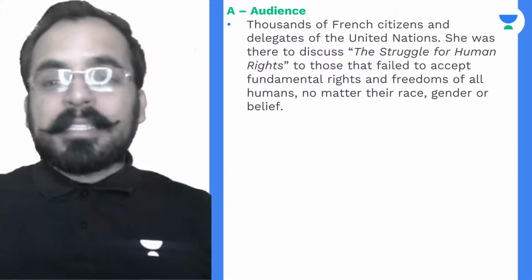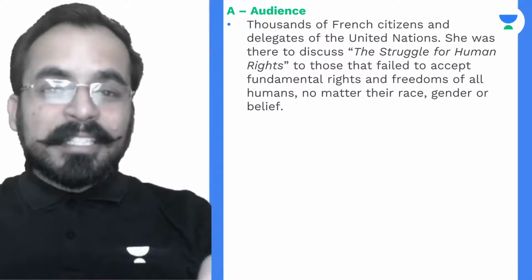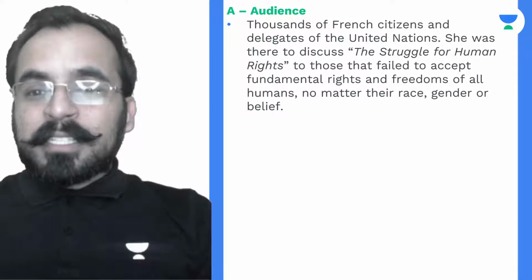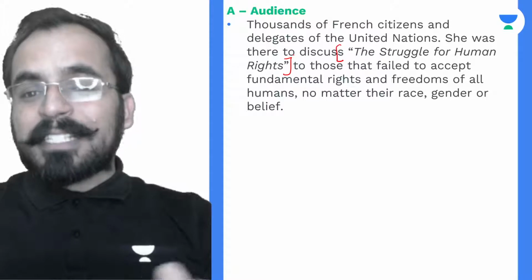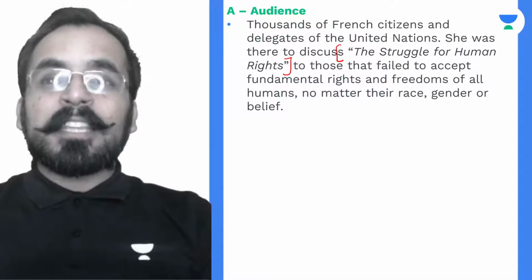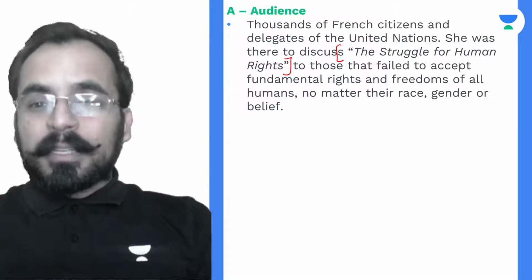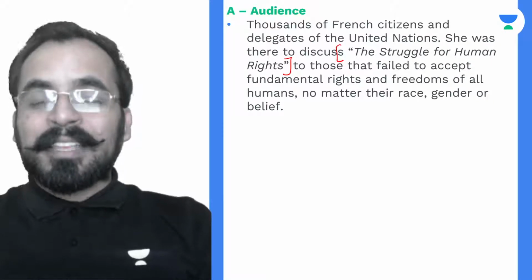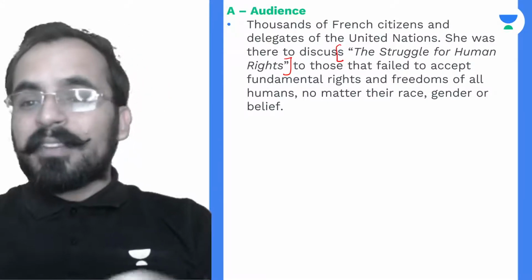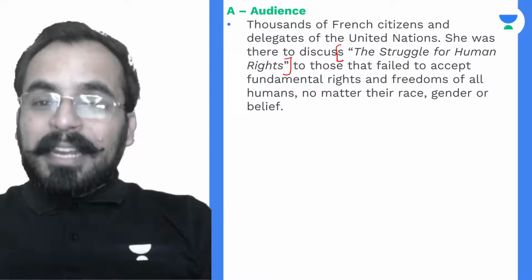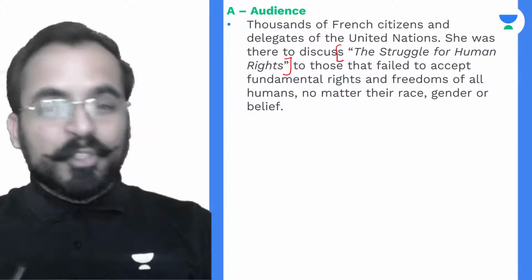Now, as far as the audience is concerned, she is delivering the speech to thousands of French citizens, and delegates are also present there. She was there to discuss the struggle for human rights, to those that fail to accept fundamental rights and freedoms of all humans. See, there was a time when only some particular countries were giving the fundamental rights to their citizens. There were countries who were not granting these rights to their citizens. So that is why she is delivering the speech, right? She is addressing mainly some particular countries. We are going to see which countries she is addressing the speech to.